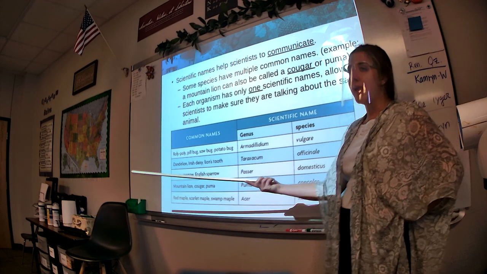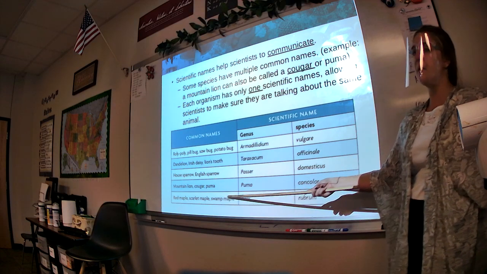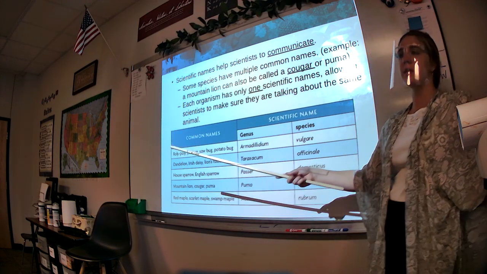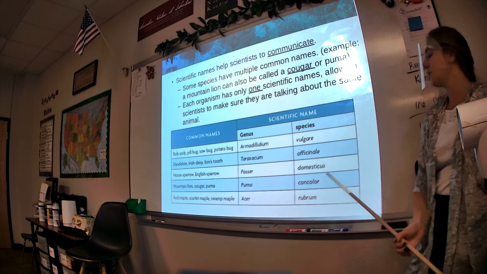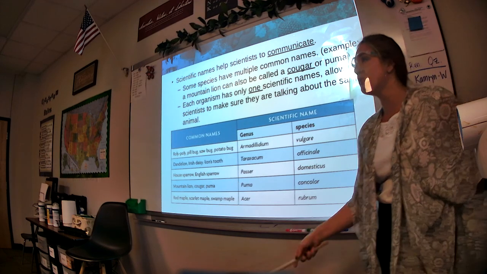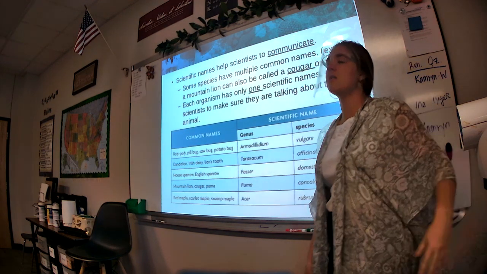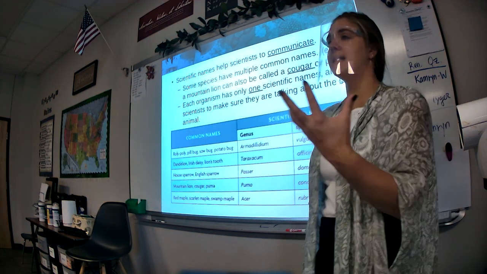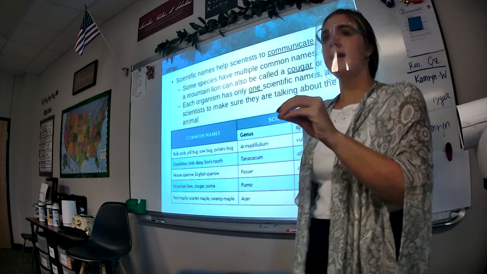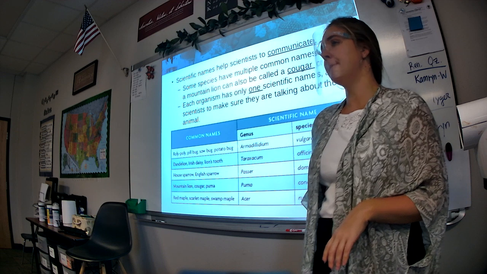And then for a plant example, red maple, scarlet maple, and swamp maple, they're all the same tree. Technically, it's called the Acer rubrum. Now, no one walks around going, ooh, that Acer rubrum looks awesome. Okay? But scientifically, if you're trying to classify the animal and you're trying to talk to a scientist, you can use that scientific name and they will be able to figure out exactly what we're talking about. Okay?